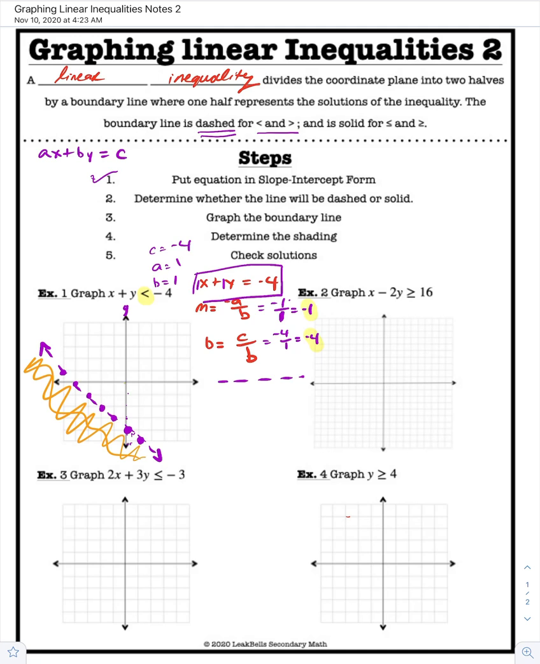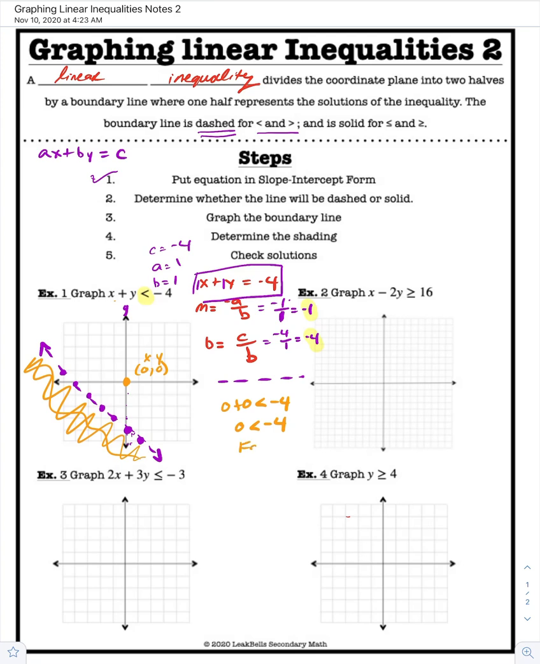I'm going to choose to check right here. All right. And it is outside of the shaded region, so I expect that my answer will be false. Remember, this point is 0, 0. So I'm going to plug it right here into this equation. So my x is 0, my y is 0. 0 plus 0, is it less than negative 4? Well, you tell me, is 0 less than negative 4?